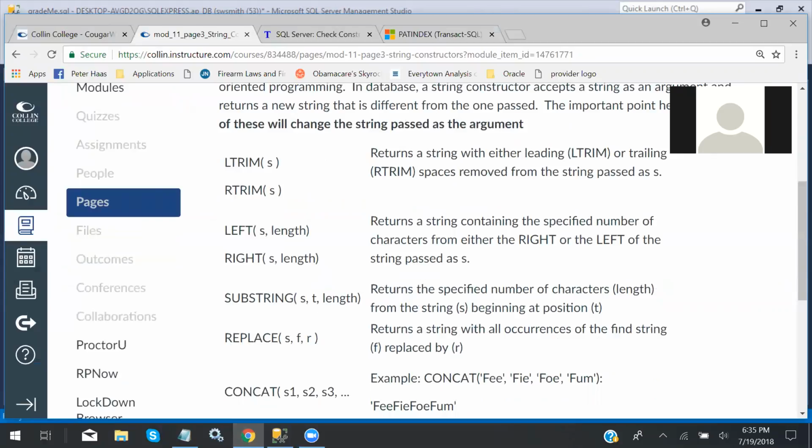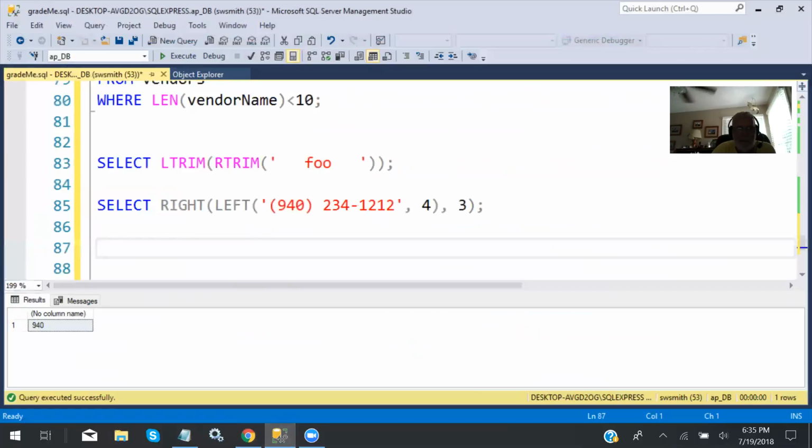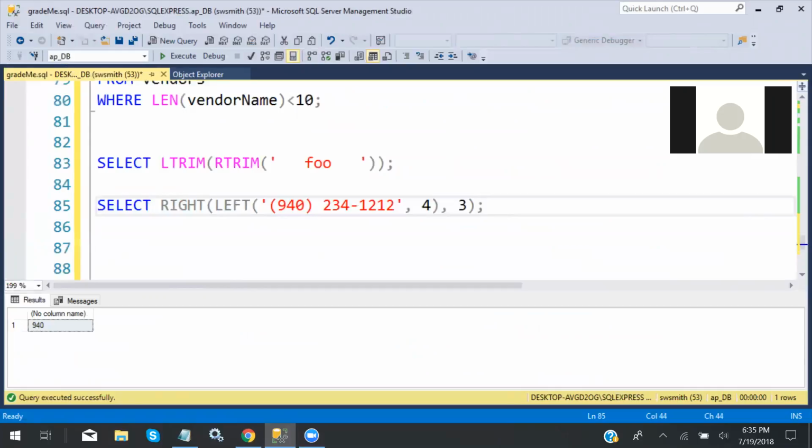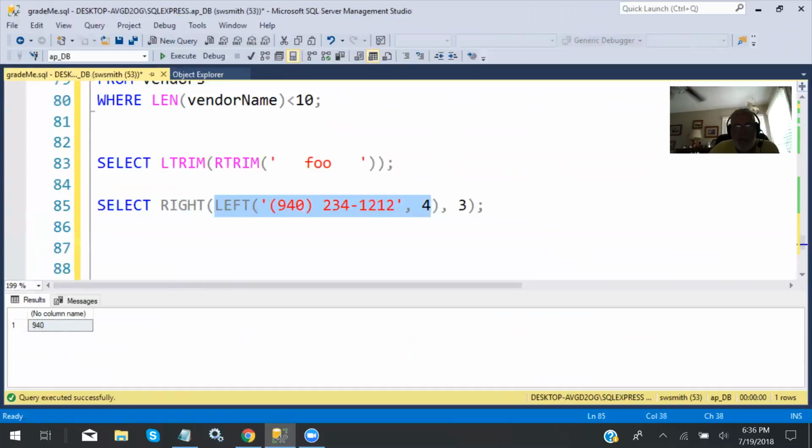Go ahead. Can you go back to that example? All right. Yeah. In other words, what I was trying to, it does the inner one first. It works inside of the parentheses first. Okay. So it's going to do this one first. Yes. This one is going to give you back the left 4. So this one's going to give you back open parentheses 940. Now out of that, I want to take the right 3 and throw away that leading parentheses. Now, if you switch the right and left, it'll give you an altogether different answer.